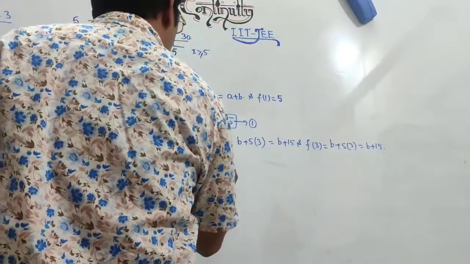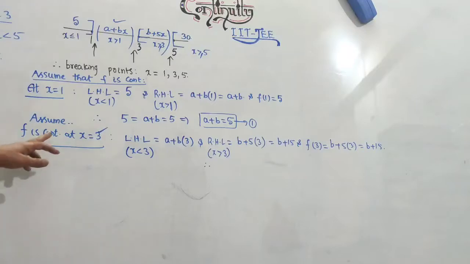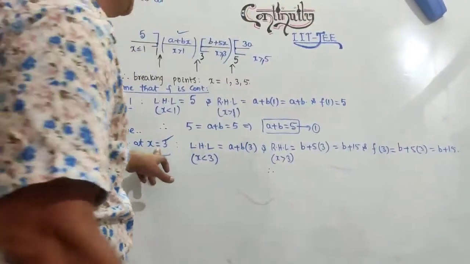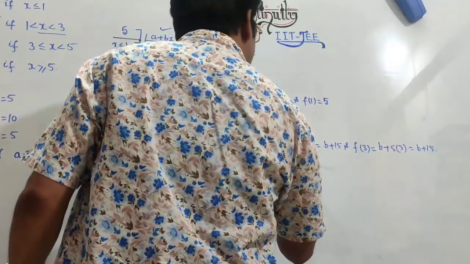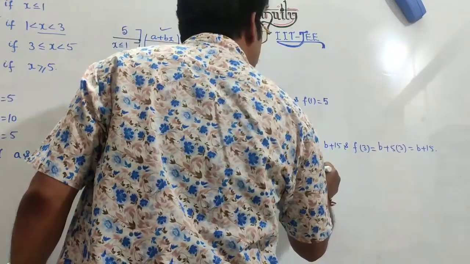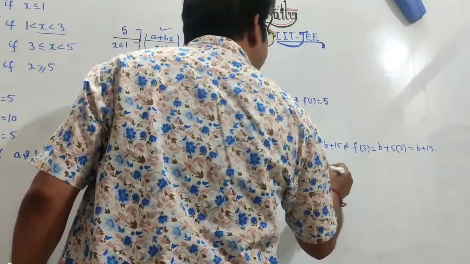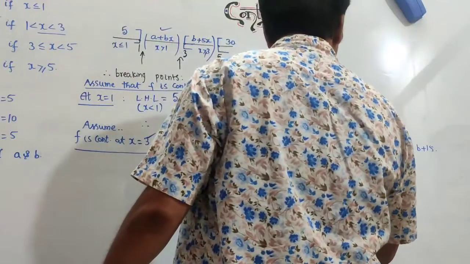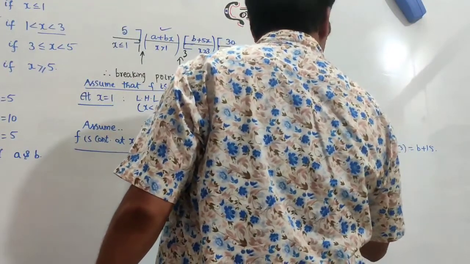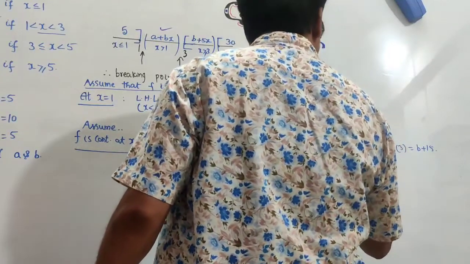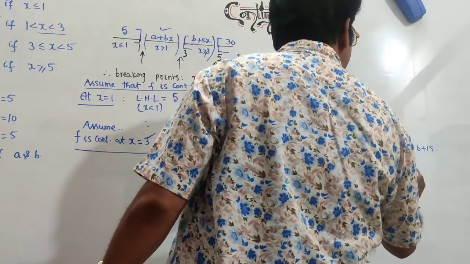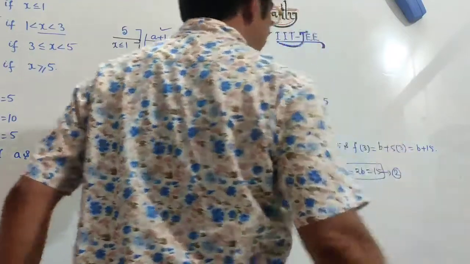So therefore, if it is continuous at x equal to 3, then the left hand limit, a plus 3b, is equal to b plus 15. So that implies a plus 2b, on simplification, is 15. Okay, let it be the second equation.